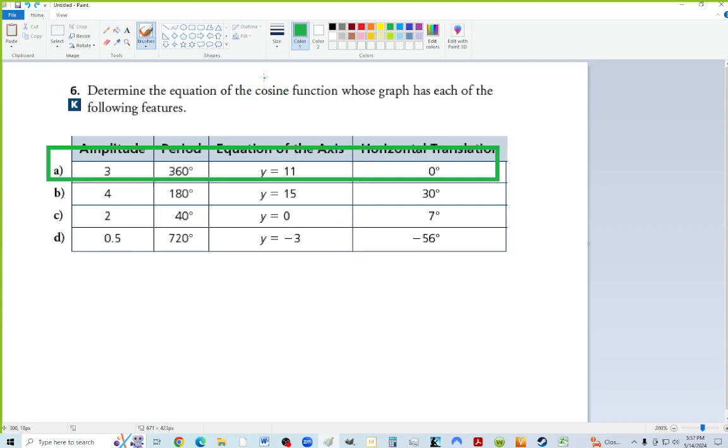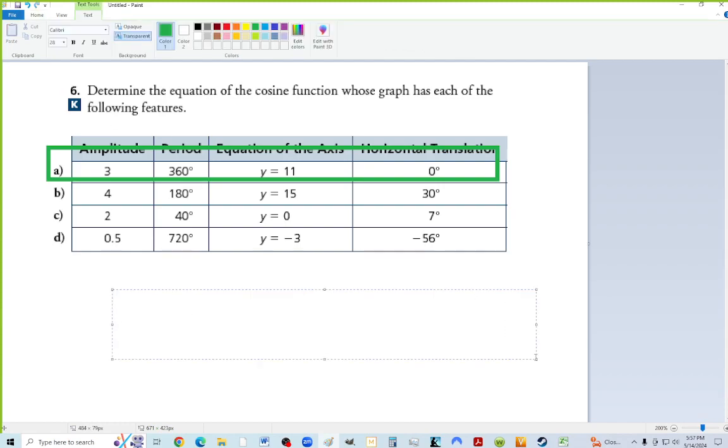So it's gonna be 3 cos, bracket x, plus 11. Yeah, because there's no horizontal translation or change in the period. So that is correct. Yes.